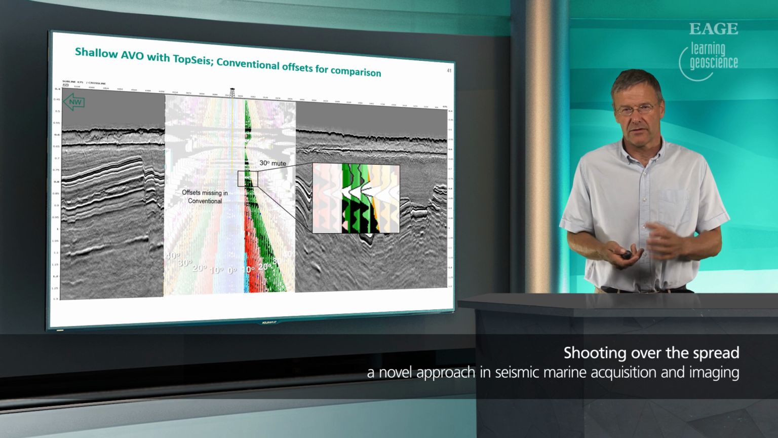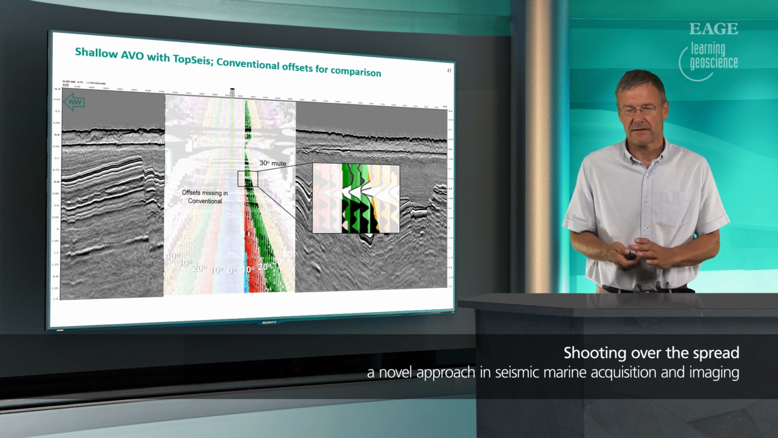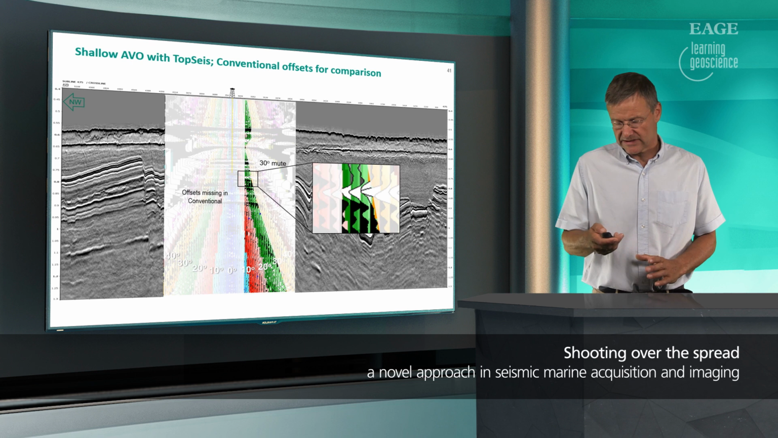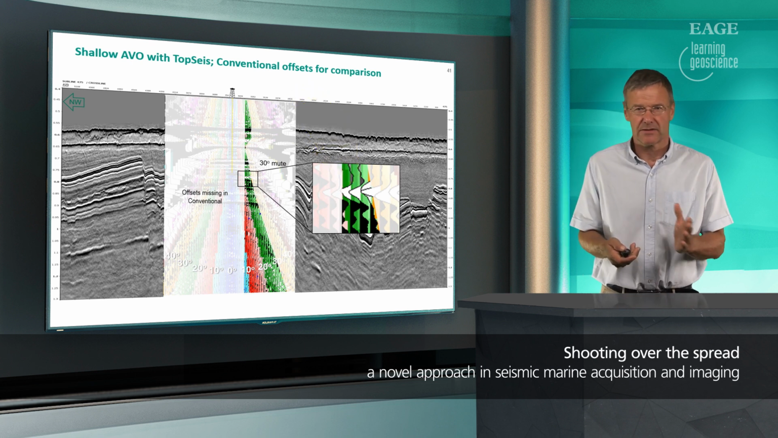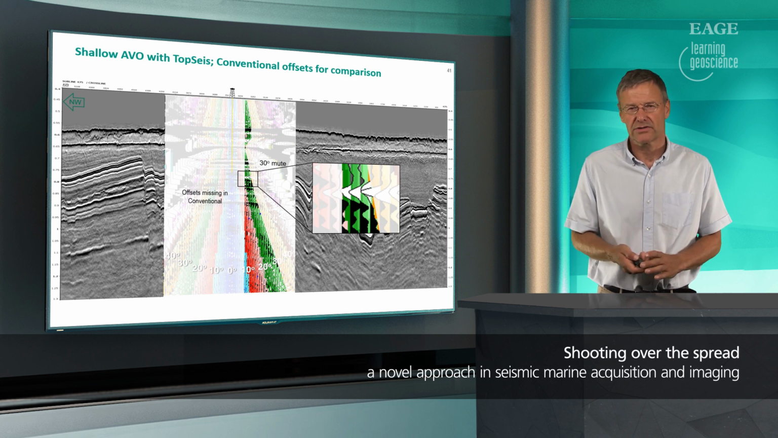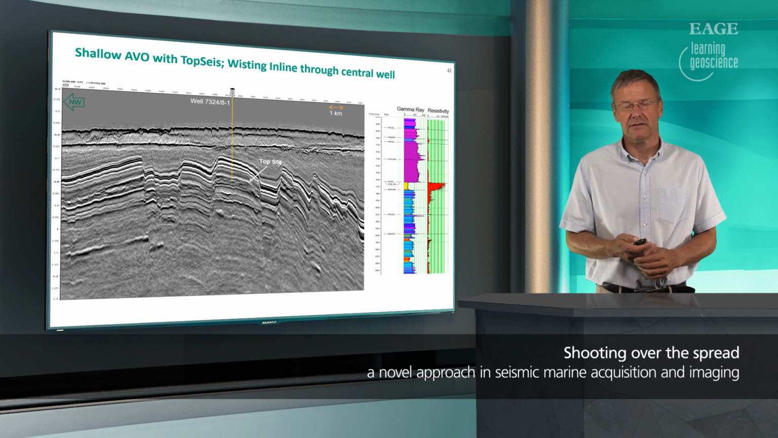Just for comparison, I'm also muting the data that are not present in conventional acquisition. And you can see it's only a small 3 or 4 traces in a range from 20 to 30 degrees that are usable for AVO, and that's not much. So we're going to look now more at the reservoir.